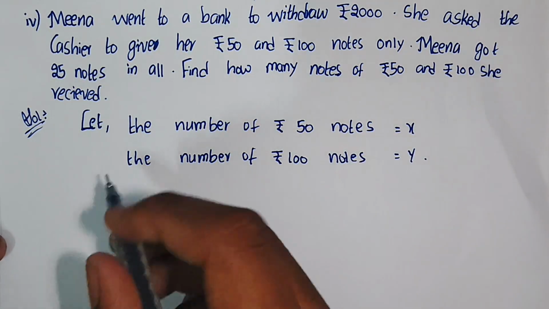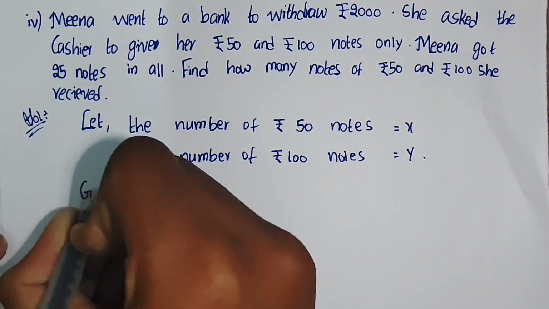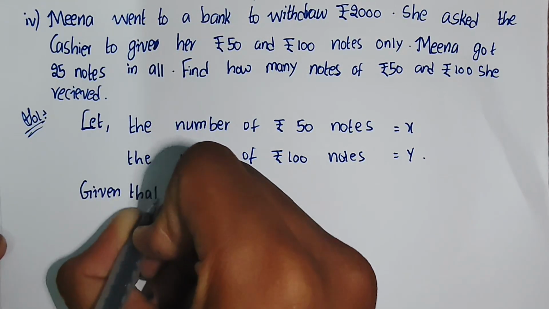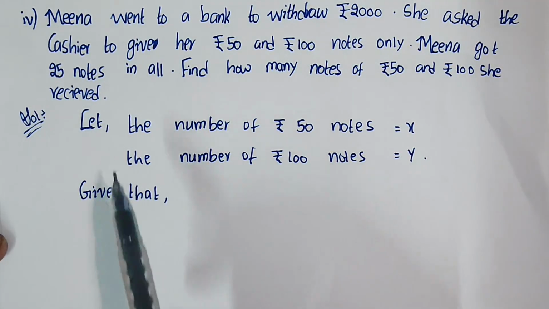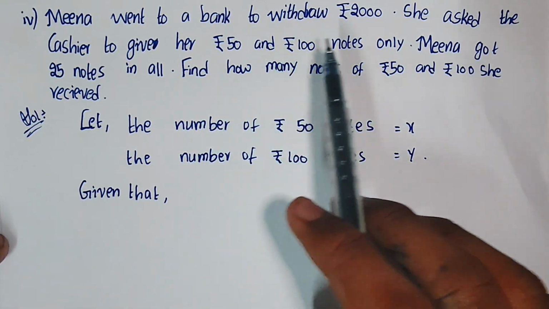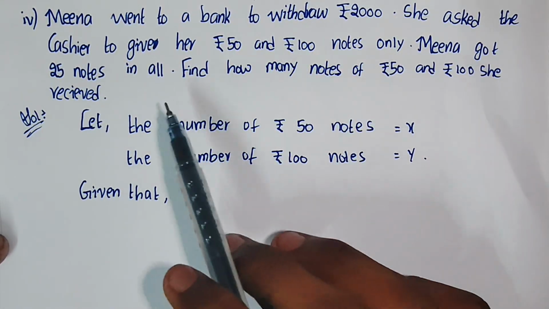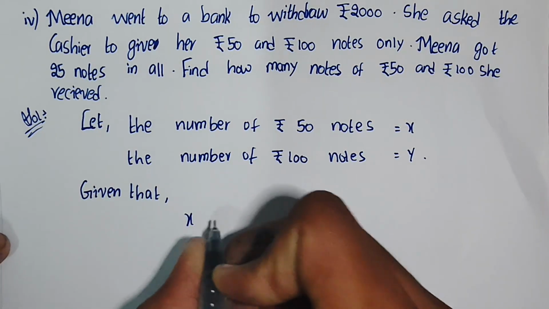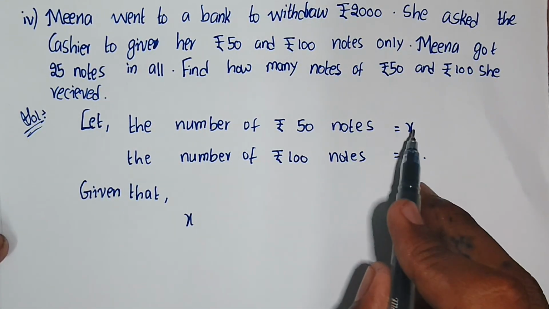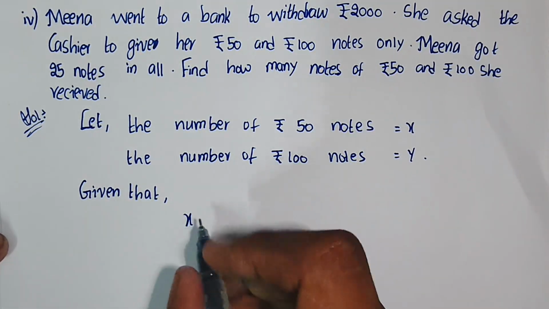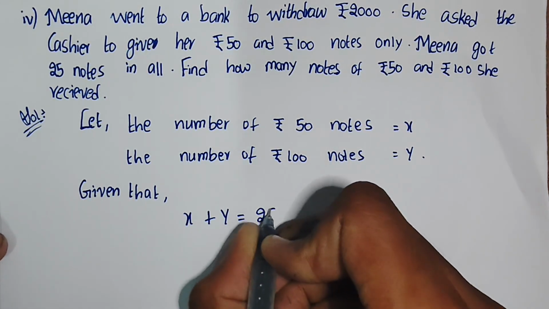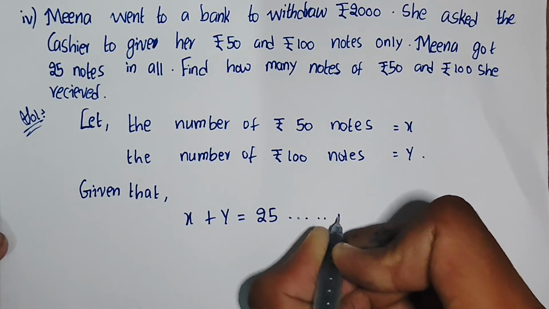So, given that the total number of notes she got in all is 25 notes. So I am writing that 50 rupee notes are x and 100 rupee notes are y. So x plus y equals 25. I am taking it as equation 1.